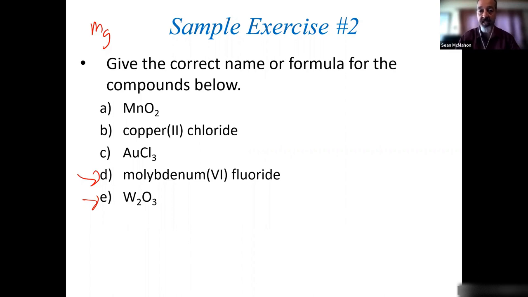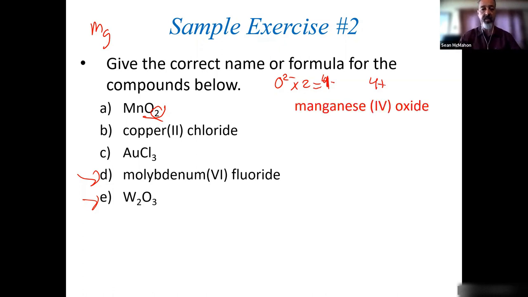But because it's in the valley, I know that it's a transition metal and can have more than one positive charge. So I have to figure out, well, how am I going to figure out what the charge is? Well, my friend, you got oxygen. Oxygen is what? 2 minus. There's 2 of them. What's 2 times -2? -4. So I need to cancel out the -4 with what? A +4. There's only one manganese. So this must be manganese 4 oxide. And yes, the Roman numeral 4 is expected of you.